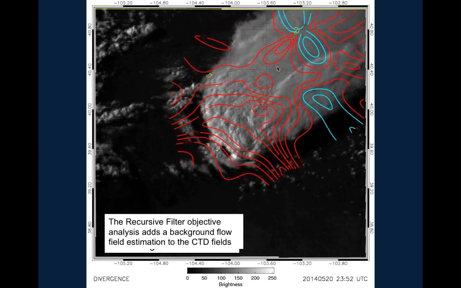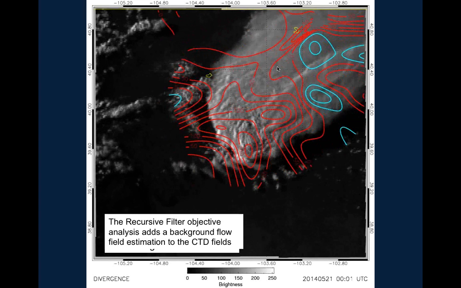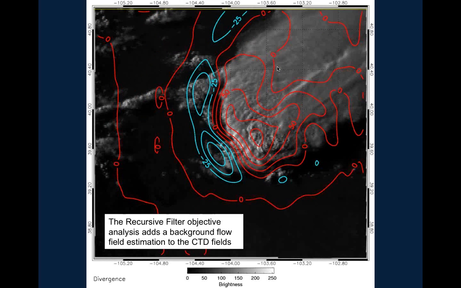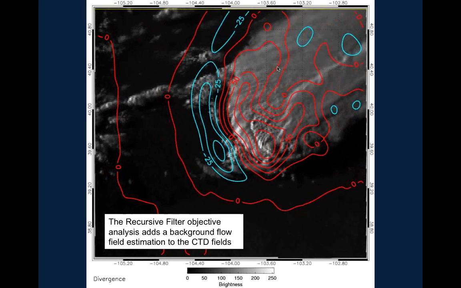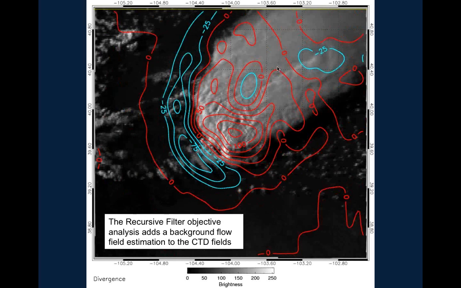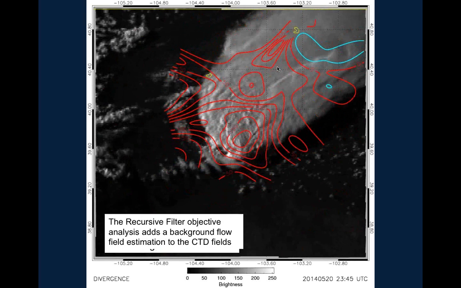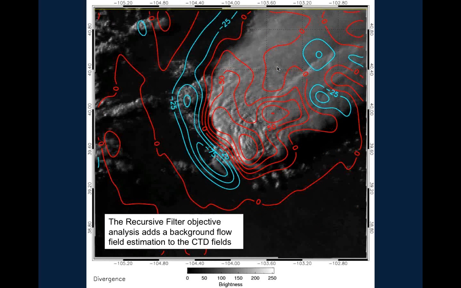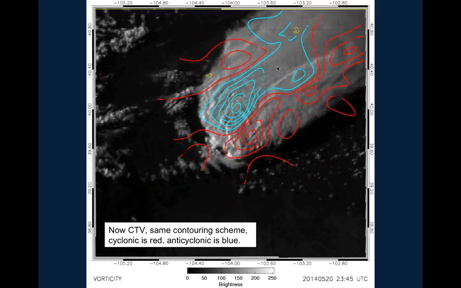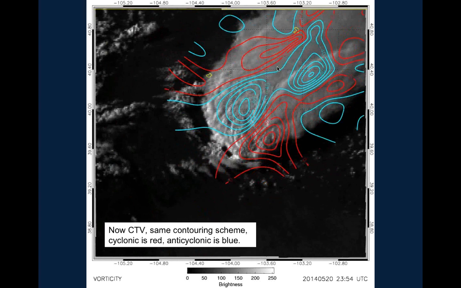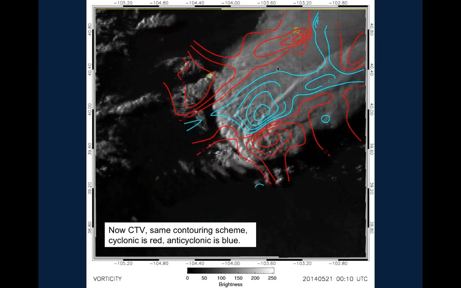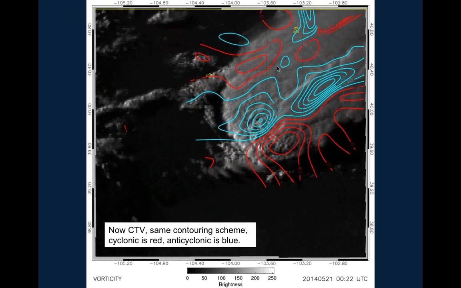This is divergence again, and this is vorticity, or divergence for these storms. Recursive objective analysis, so we're kind of comparing, yeah, this is divergence for these two, for this particular case. And then vorticity, we're seeing very nice fields coming from this much quicker recursive filter approach.